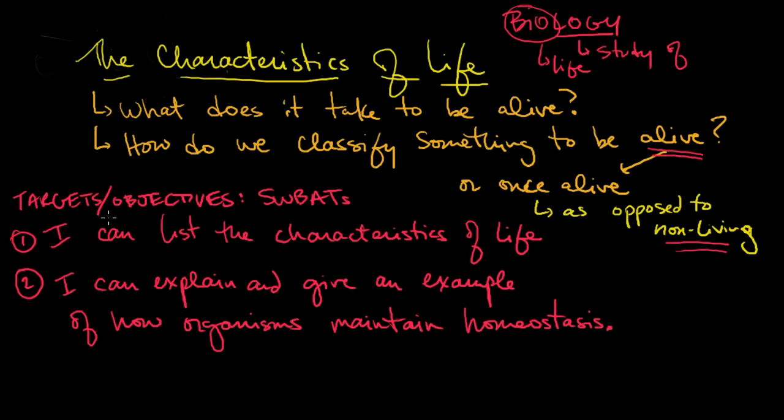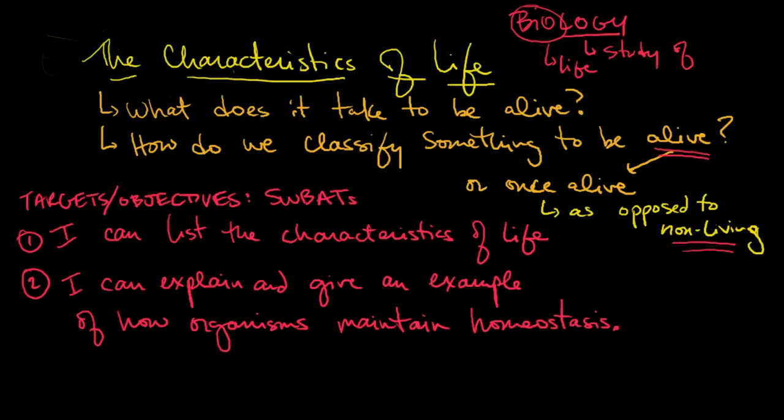So here are the targets. I want you to copy these down, pause if you need to, and then move on. Number one, you can list the characteristics of life. And two, you can explain and give an example of how organisms maintain homeostasis. Okay? So pause if you need to, and if not, here we go. Okay, so let's go ahead and get started.